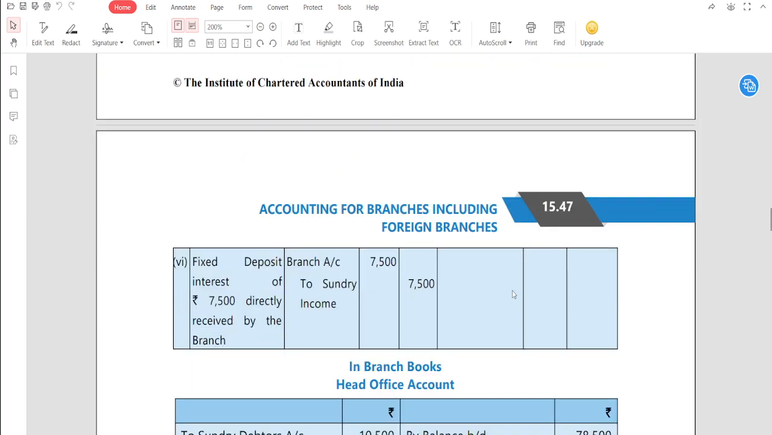So bank account debit. See, obviously the branch has recorded the entry. So in the normal case, bank account debit to FD interest, that is a basic journal. But as it is received and recorded by the branch, in the books of the HO we are going to record branch account debit to Sundry income, or you can say interest income also. That doesn't matter. Okay, 7,500. So branch is a receiver of the amount. That's why branch is debited here, and in the books, income is a credit because it's an earning. So to Sundry income. Perfect.